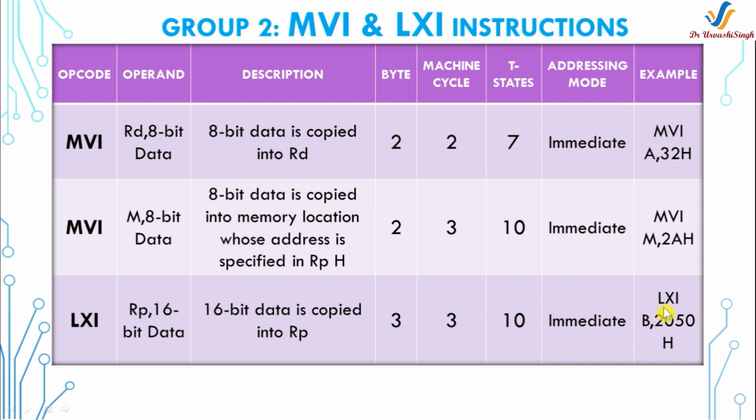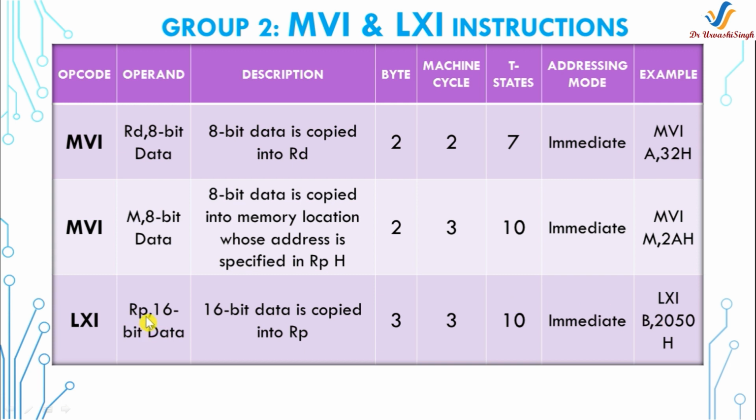Let's see the example, LXI B, 2050 hex. In this case, this 2050 16-bit data will be copied into the register pair B, where the C register will have this 50 hex number and register B will have the 20 hex number. Or you can say that register C will have the lower byte of the 16-bit data and register B will have the upper byte of the 16-bit data.